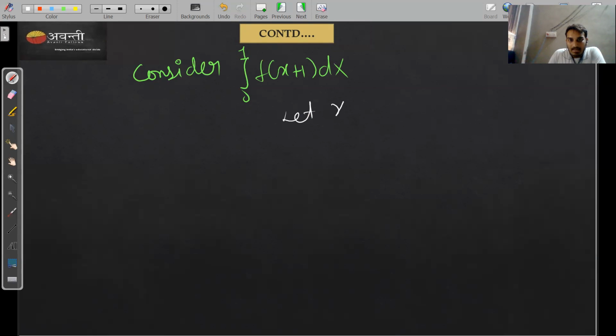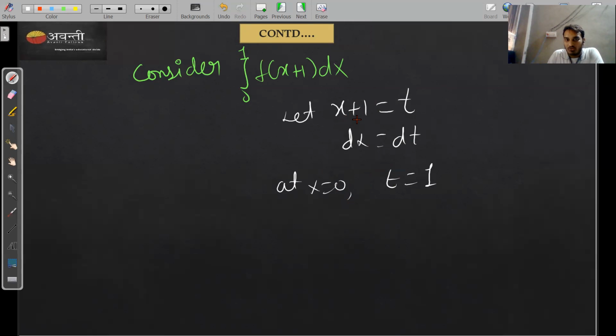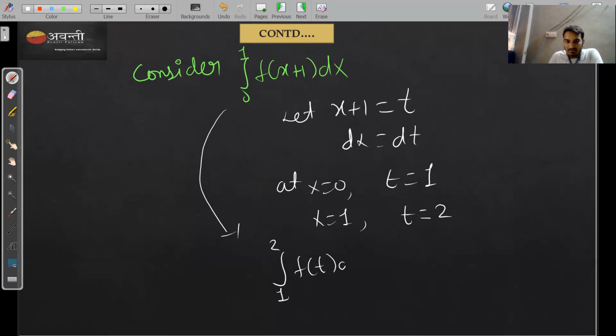Let x plus 1 is equal to t. Okay, so now differentiate both sides. So dx is dt, right? Okay, now at x equal to 0, t is 1, right? Put x equal to 0 here, and for x equal to 1, t is 2, right? So what does this become? This expression becomes integration 1 to 2 f of t dt, but t is still a variable, right?